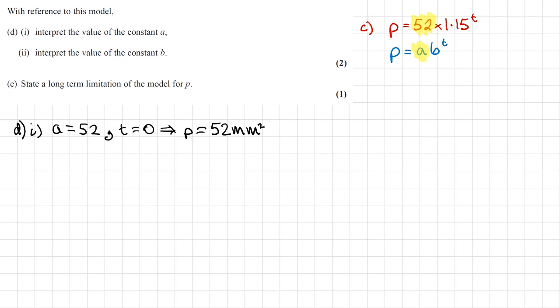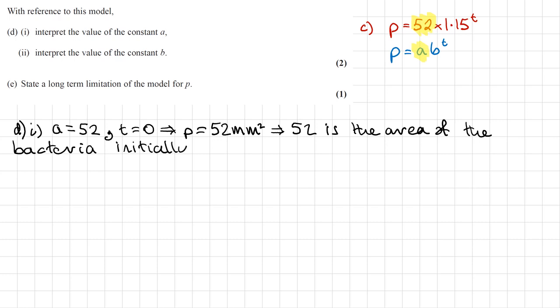Okay, now we can interpret it. So this is not an interpretation. An interpretation is going to use the words area and time. And so we'll say something like 52 is the area of the bacteria at the start, or initially, or the beginning. So bacteria, I'll just put initially, that's the start.